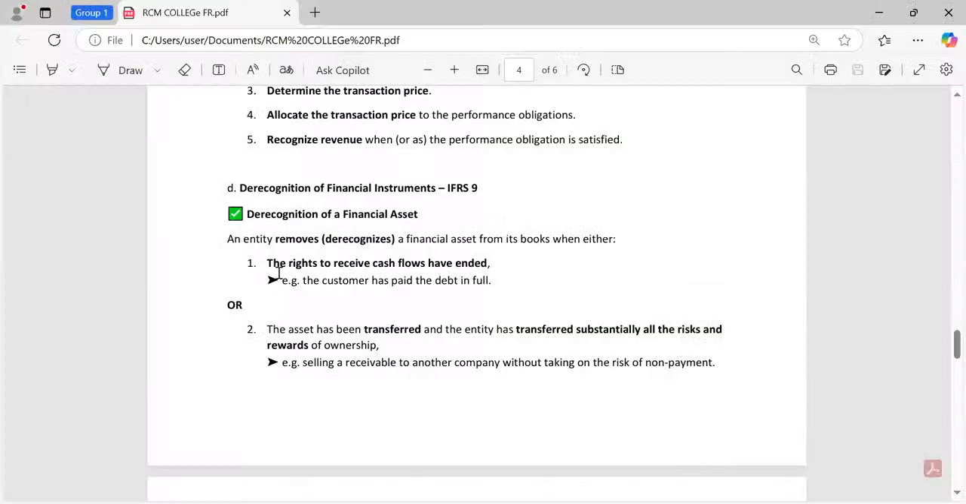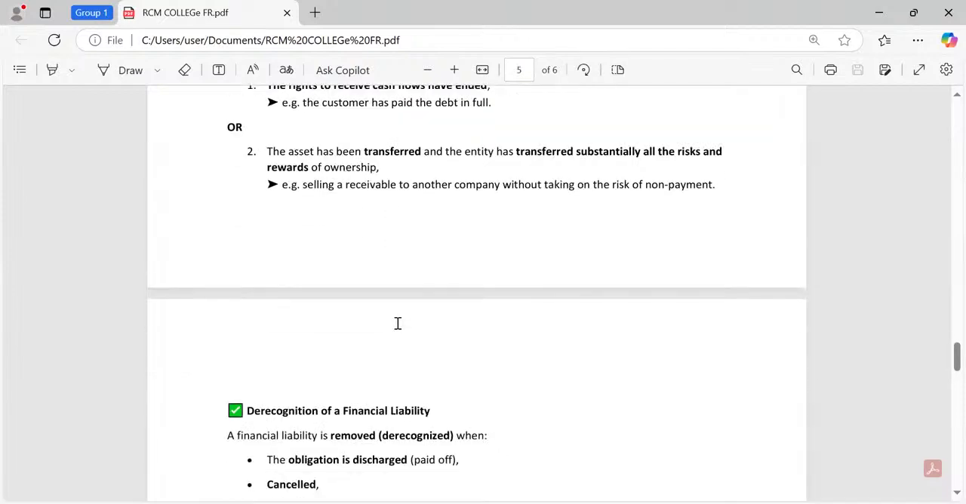So I repeat again, ladies and gentlemen, remember, Fatuma, my internet is quite bad, so I'll not be able to put my camera on. The most important thing is to understand the concepts here. On the derecognition of a financial asset, an entity removes the recognized financial asset from its books when the right to receive cash flows has ended. The customer has paid the debt in full, or he has become bankrupt and can no longer continue giving you the cash flows, or the asset has been transferred and the entity has transferred substantially all the risks. The asset has been sold. So that's the easy language.